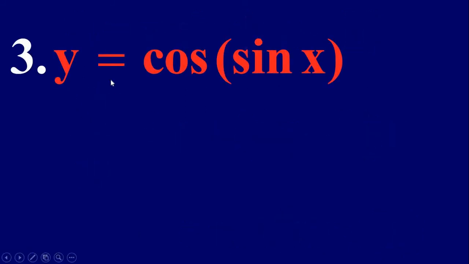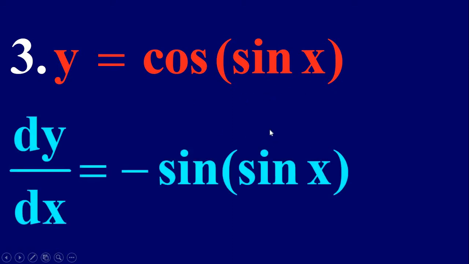So next problem, y equal to cos of sine x. Now this is of the form cos x, and cos x differentiation is minus sine x. But in place of x we have sine x. So when we differentiate, you write minus sine of sine x. Again, you have to differentiate sine x here. It is not x. In place of x we have sine x. Sine x differentiation is cos x. So it is minus sine of sine x into cos x.